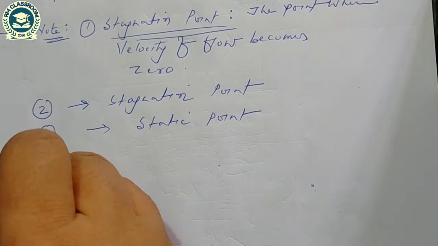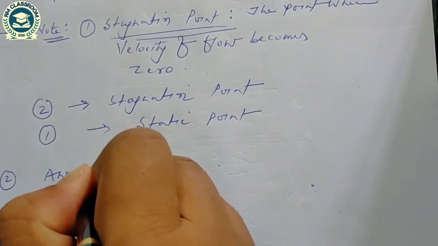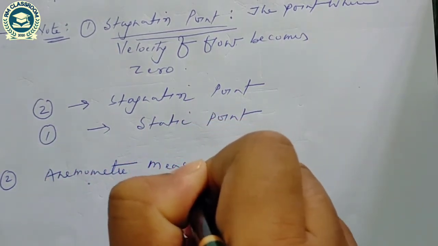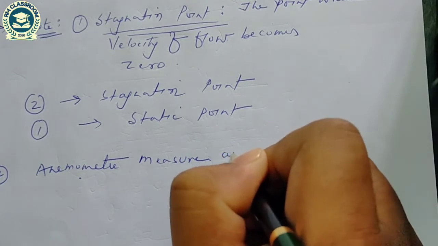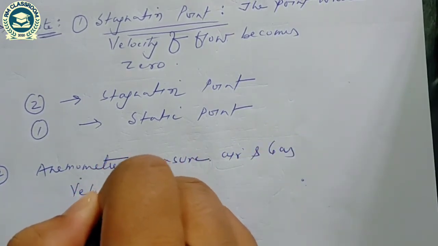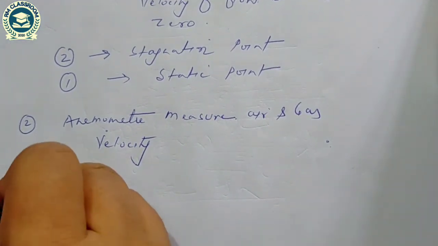Similarly, note second: the anemometer measures air and gas velocity.